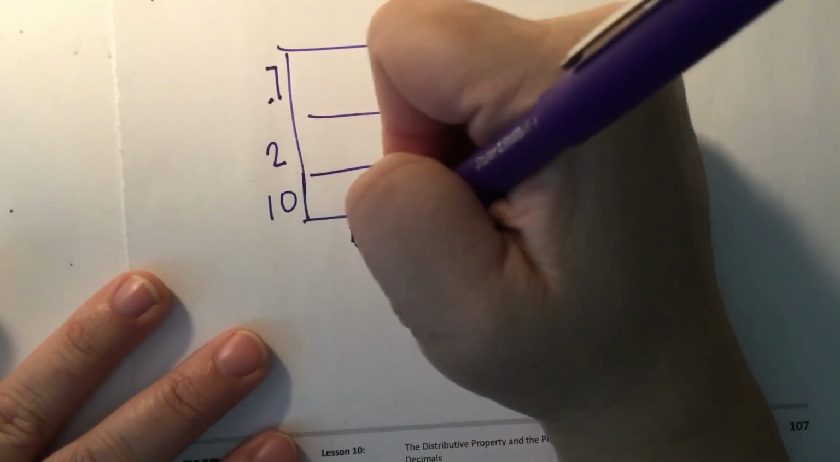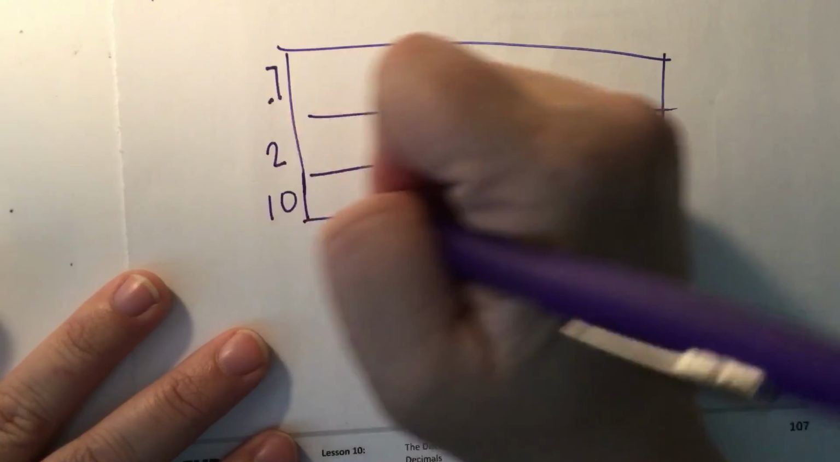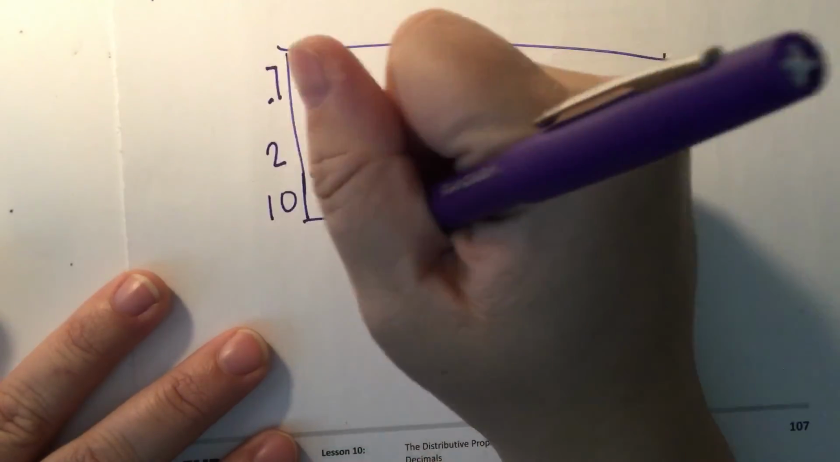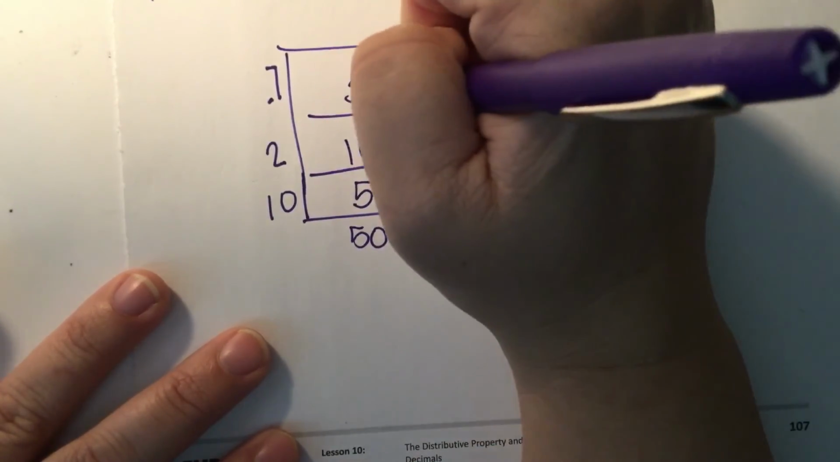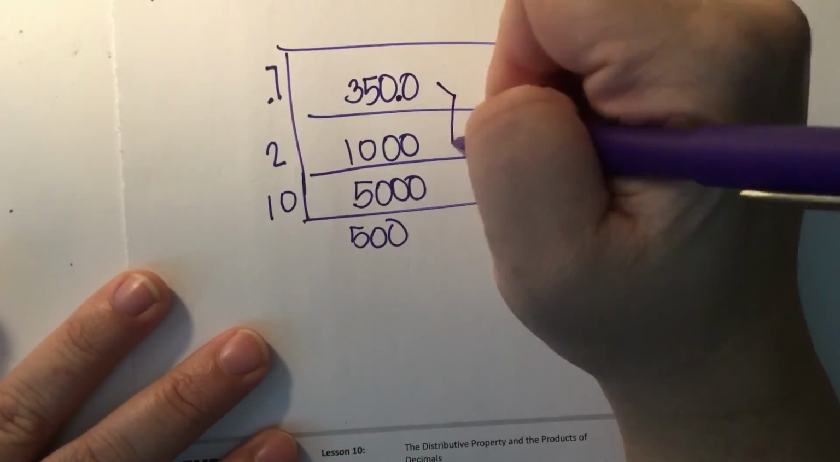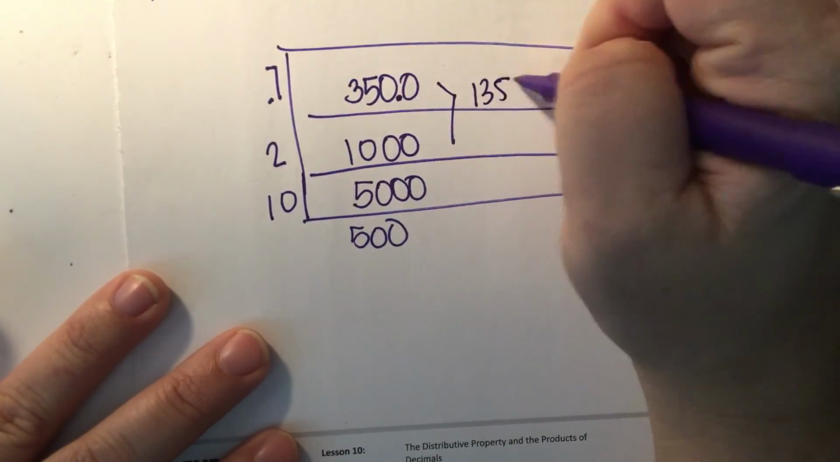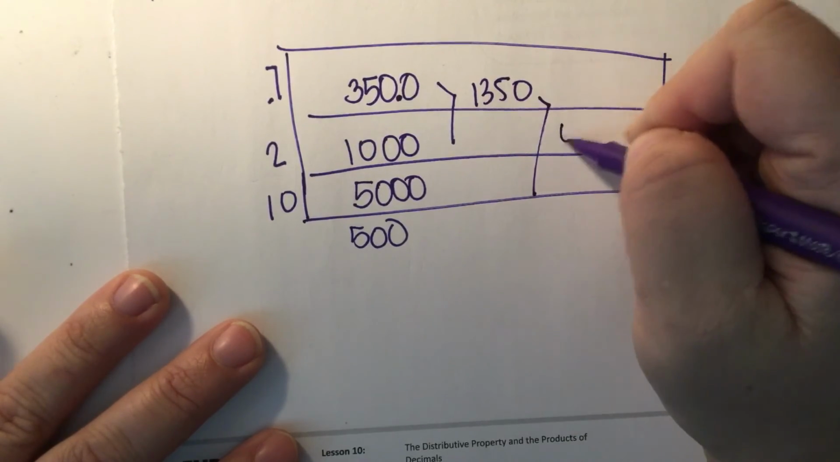So 5 times, we can even just get our answers from up above. 5 times 1 is 5. 1, 2, 3 zeros. 5 times 2 is 10. 1, 2 zeros. 7 times 5 is 35. 1, 2 zeros. And 1 decimal spot, okay? Okay, I can do this. So this way, I'm going to go 1350, right? And then I get 63.